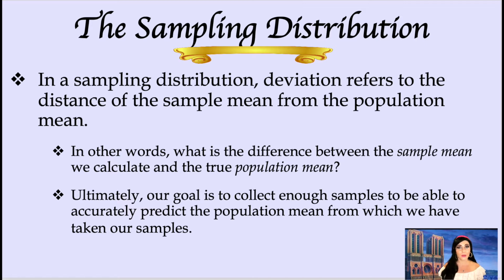In other words, what is the difference between the sample mean we calculate and the true population mean? Ultimately, our goal is to collect enough samples to be able to accurately predict the population mean from which we have taken those same samples.